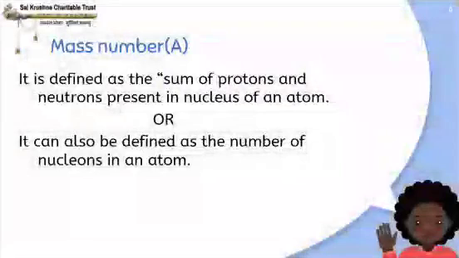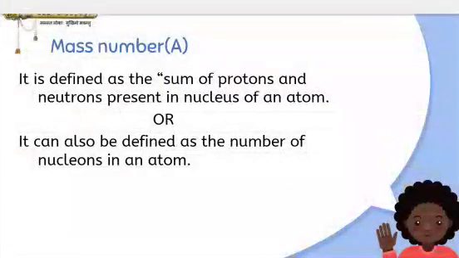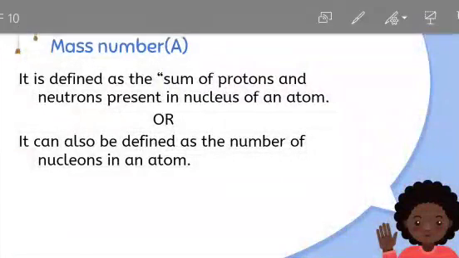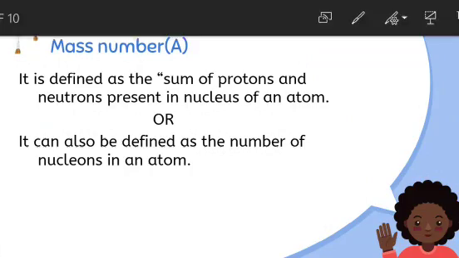Since protons and neutrons are present in the nucleus, we call them nucleons. Protons and neutrons together are called nucleons. Hence, mass number can also be defined as the number of nucleons in an atom.